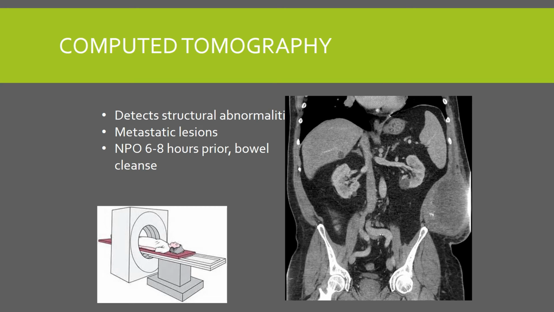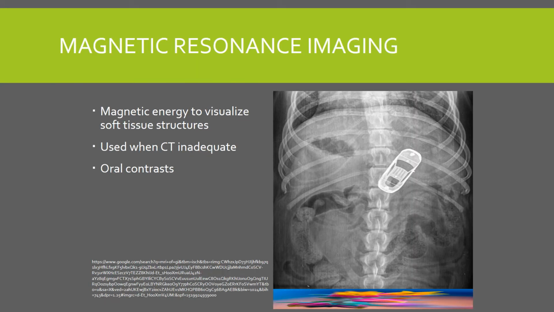Computed tomography, that's a CT scan. We know what CT scans are. They look for metastatic lesions, abnormalities. In this particular one, there's a left flank mass. I don't know if y'all can see it. The client is usually NPO 6 to 8 hours prior, and they have a bowel cleanse. But CTs are sometimes an emergency, so they're just put in the CT scanner without being NPO. It's best since they're looking at the GI system, but it's not always ideal.